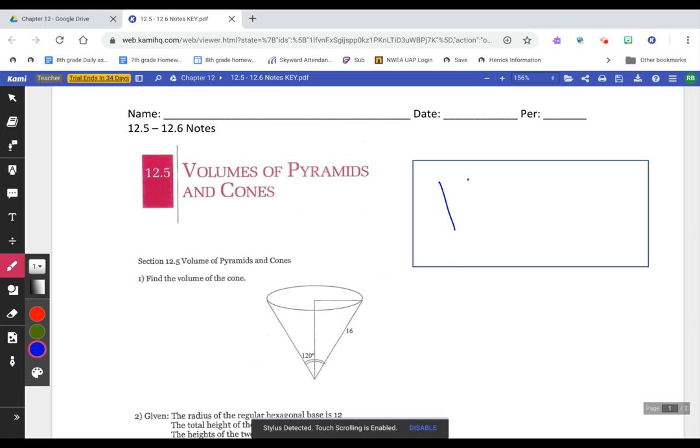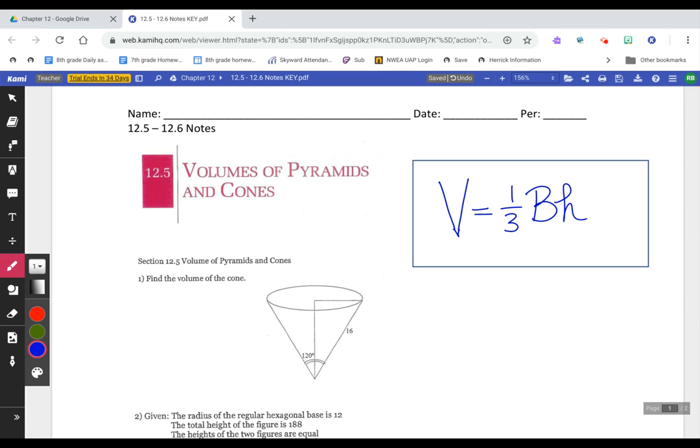So you'll be using the same formula, whether it's a pyramid or a cone, and it's going to be 1/3 times the area of the base, so big B, times the height of either the cone or the pyramid. So with cones and pyramids, they both have one base and they come to a point. So far we've been studying prisms. Prisms have two bases. Pyramids and cones only have one.